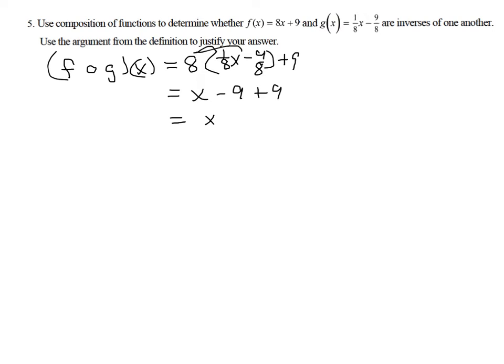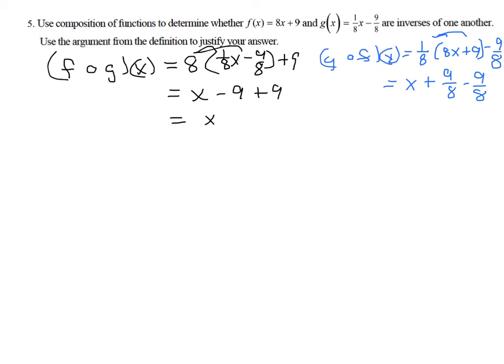Now let's go a step further, and we're going to see if g of f of x also equals x. So that means I'm going to take the second function and I'm going to plug the first function in there. See if I can squeeze this in with enough room here. All right, now we're going to distribute that in there, and I will end up with x plus 9 over 8 minus 9 over 8, which is x. So here's what I've shown. I've shown that f of g of x equals x, and I've shown that g of f of x equals x. So now for our argument.